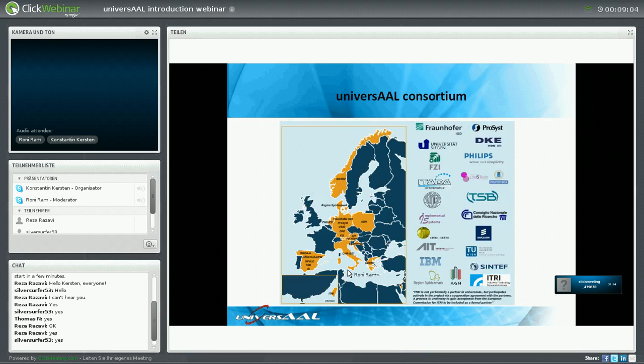The consortium of universAAL is composed of 20 partners from different European countries. Some of them are research institutions, some of them are industry-oriented, like IBM, and there are some SMEs, and many organizations have a representation in the standard committees and are involved in the AAL community.